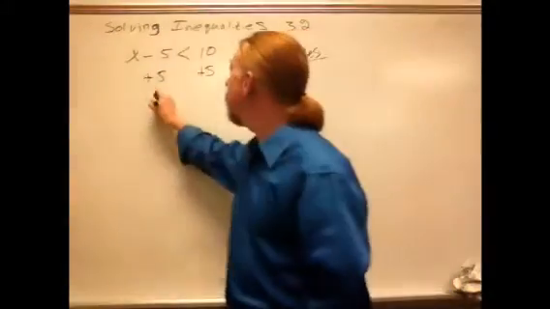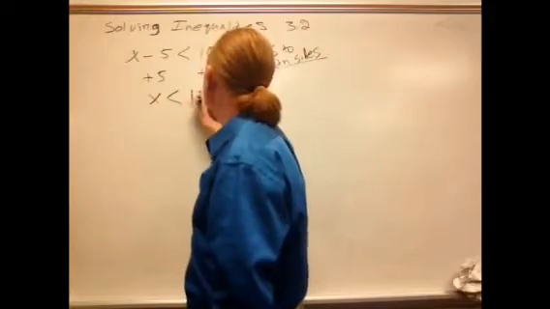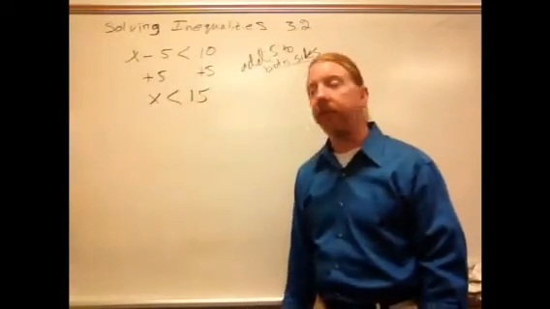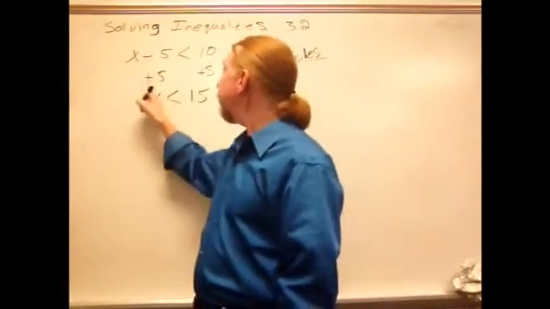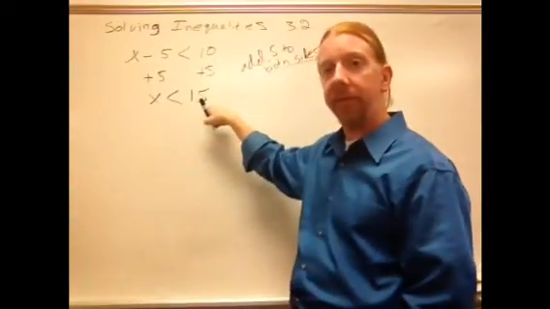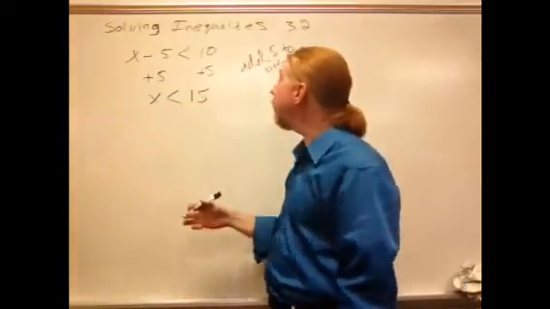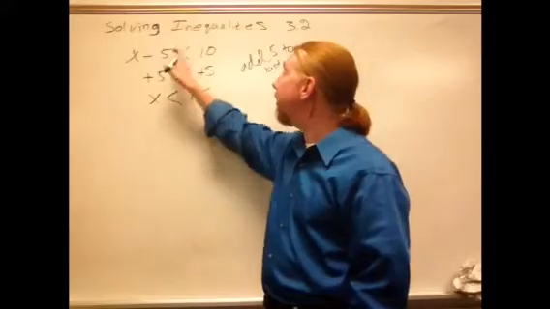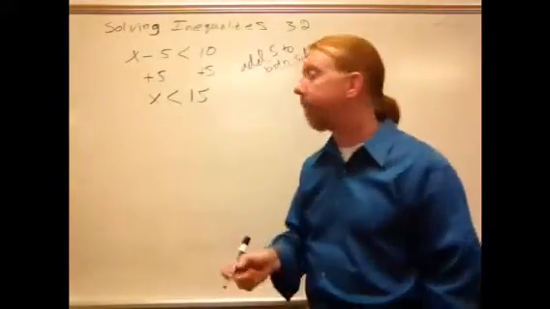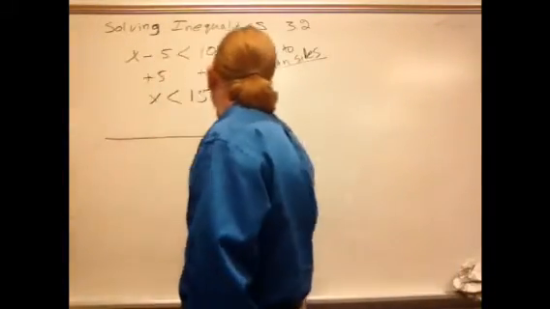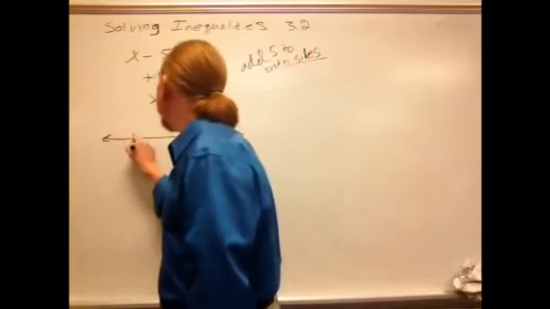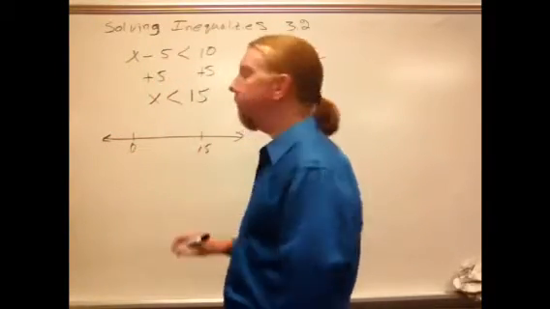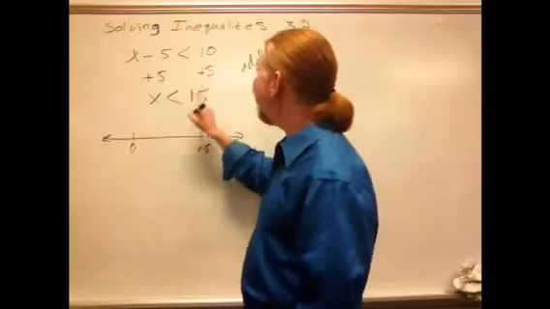Alright, now, this side simplifies to x is less than 15. The only thing left over here is my x, the only thing over here is my 15. So that means any number which is less than 15 is going to make this overall a true statement. Now let's do the graph. There's a number line, there's 0, there's 15. Now I'm looking for all the points less than 15.